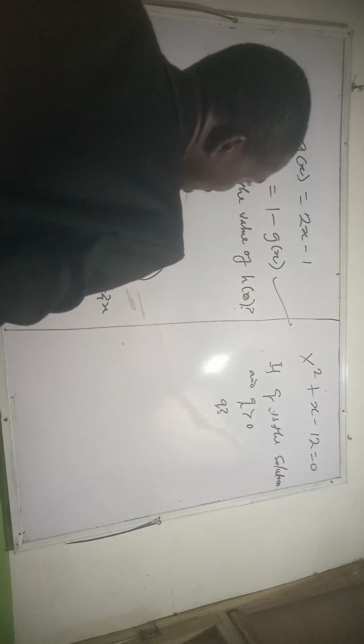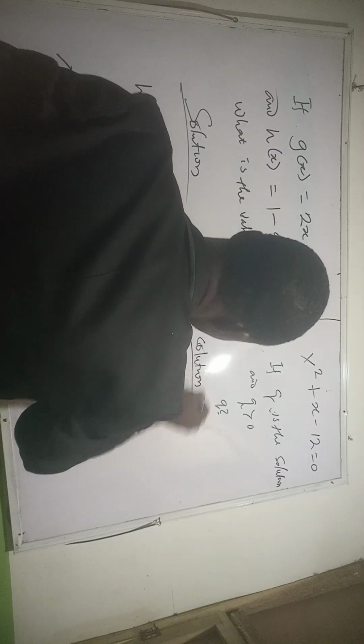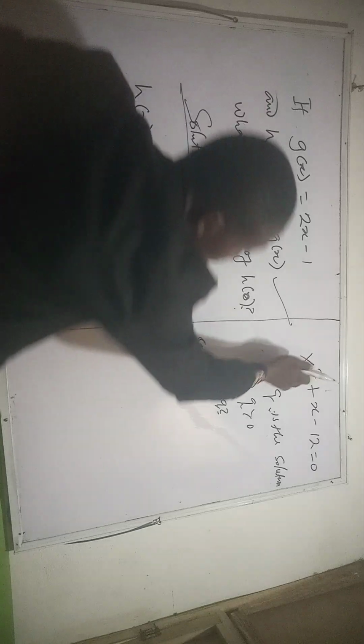What's the value of Q? That's the question. Solution then. I told you, my co-students, my co-viewers, that you don't need to solve this. What you just need to do is multiply this and this.